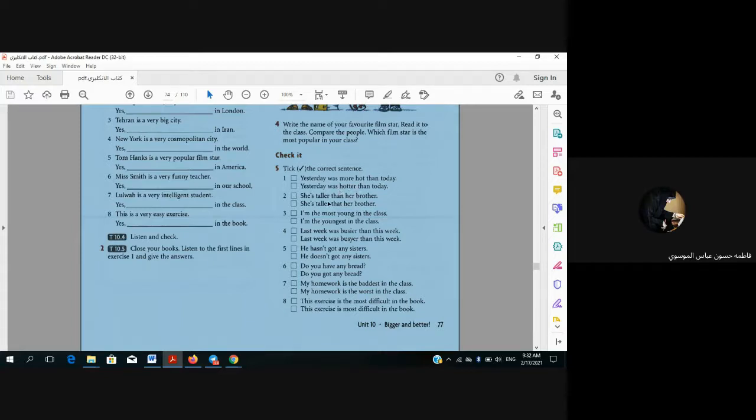Yes. She is taller than her brother. She is taller than her brother. Yes, very good, excellent. Next.